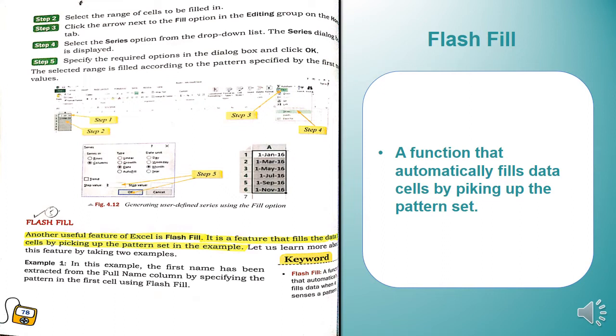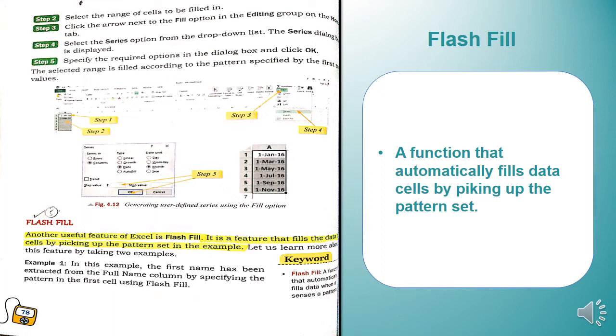Next, step 3 is click the arrow next to the fill option in the editing group on the home tab. You have to click on the arrow that is present in the editing group. Next, step 4 is select the series option from the drop-down list. The series dialog box is displayed. Step 5, specify the required option in the dialog box and click OK.